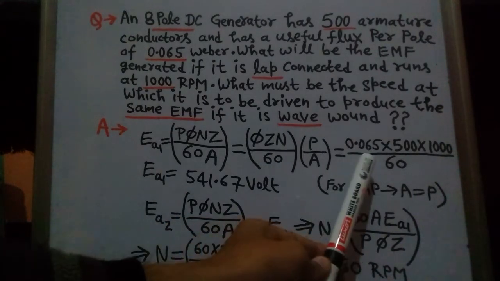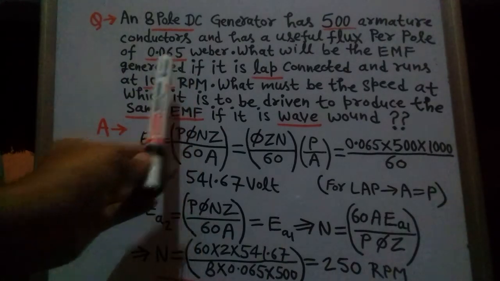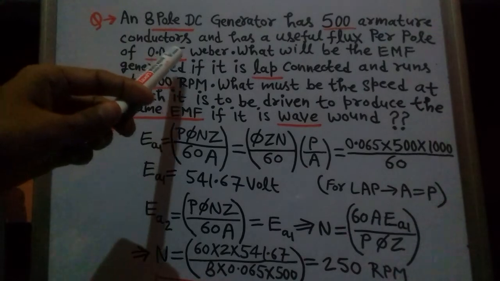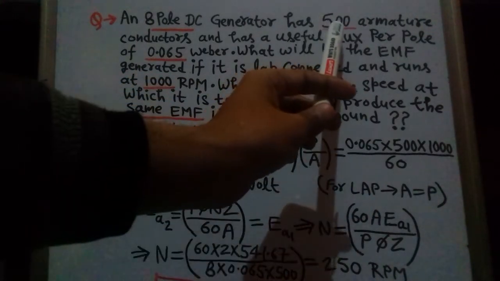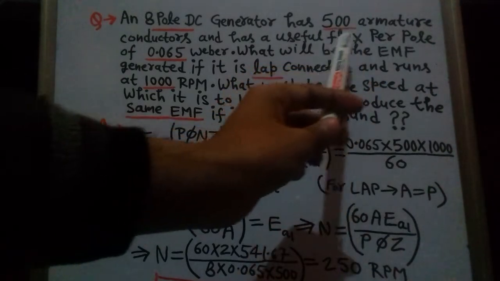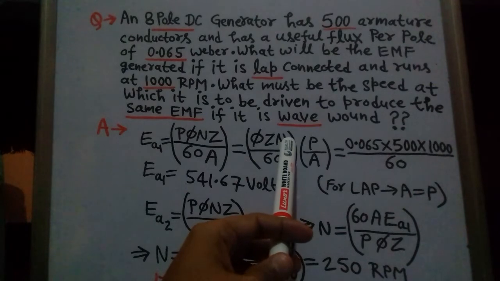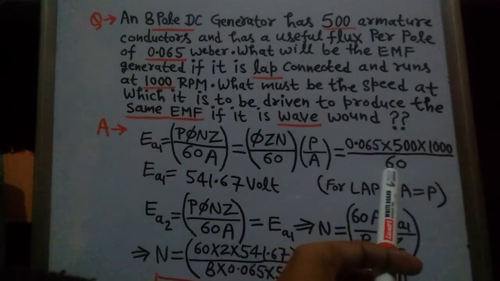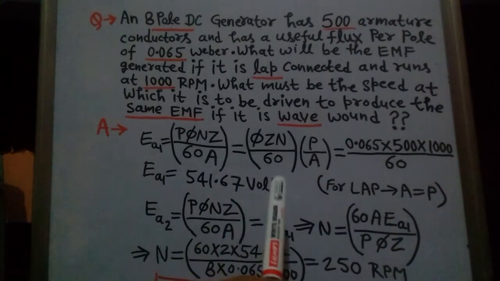So put all the values. Flux per pole phi is given as 0.065 Weber, right? Z is the total number of armature conductors, given as 500, so you write 500 here. Then N is the rotational speed, given as 1000 RPM, so write here 1000 divided by 60. So you will get EA1 is equal to 541.67 volts, right?